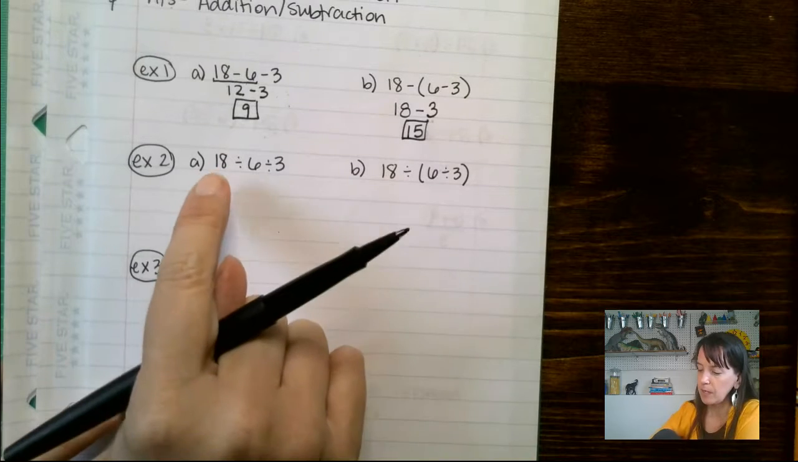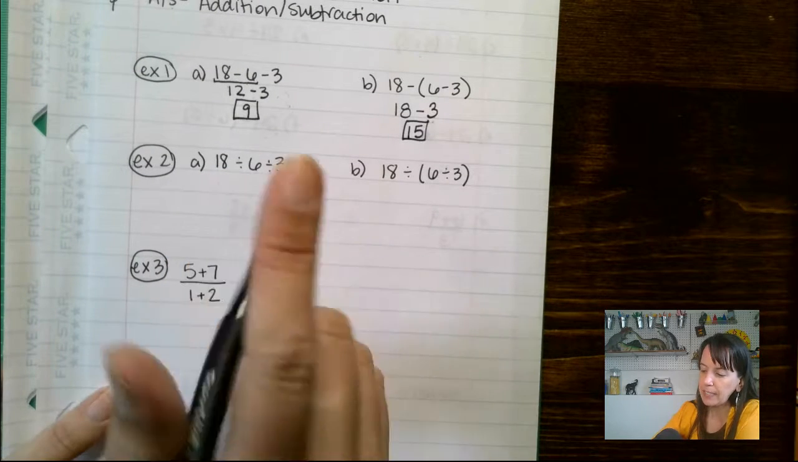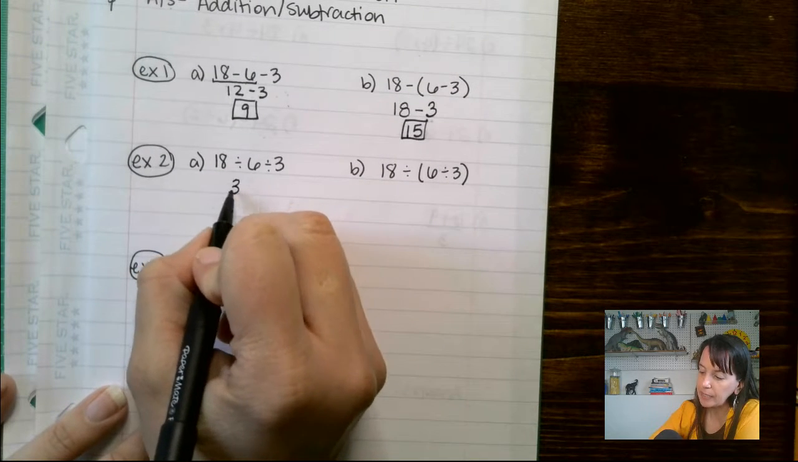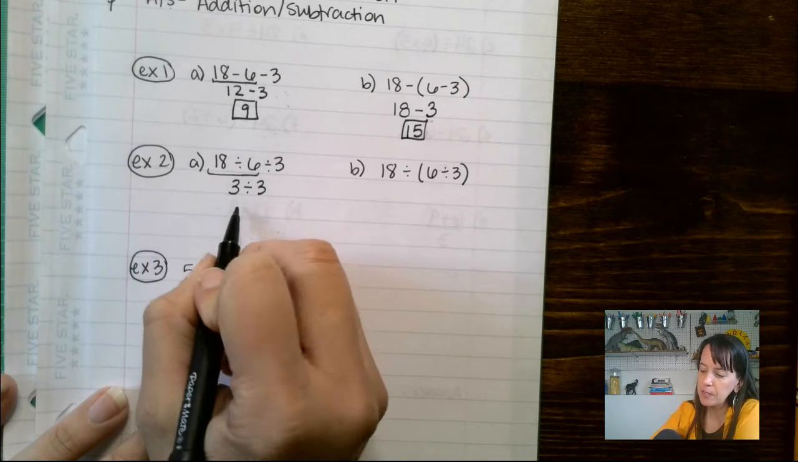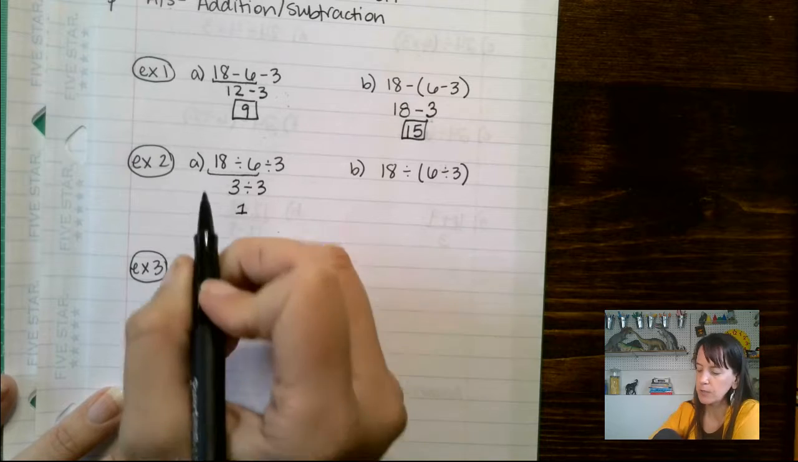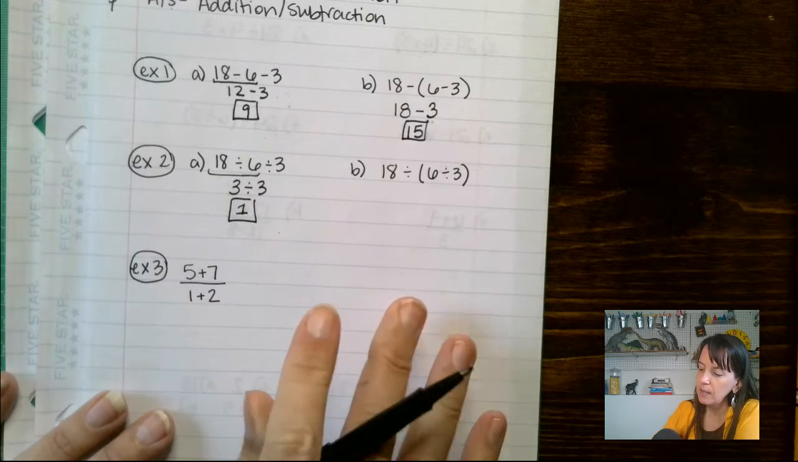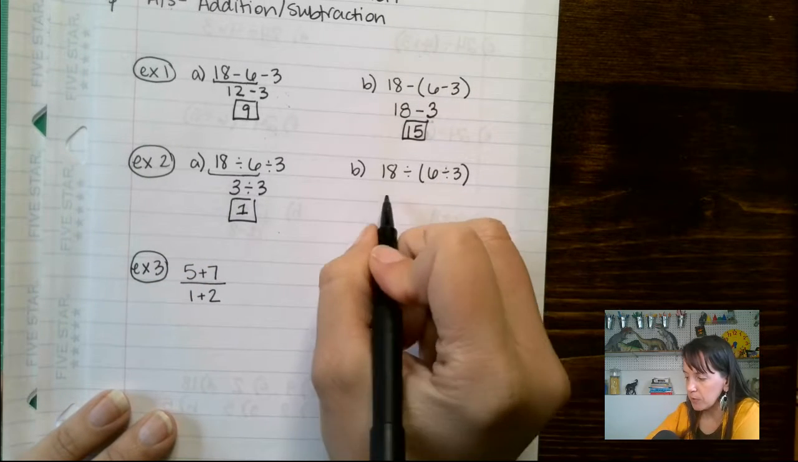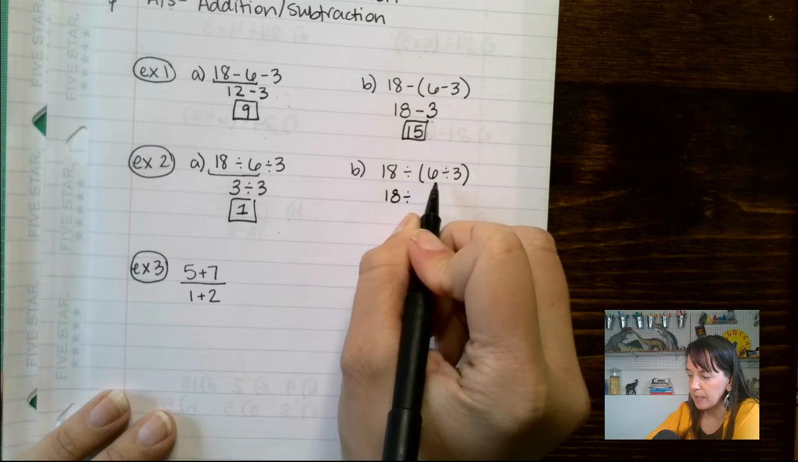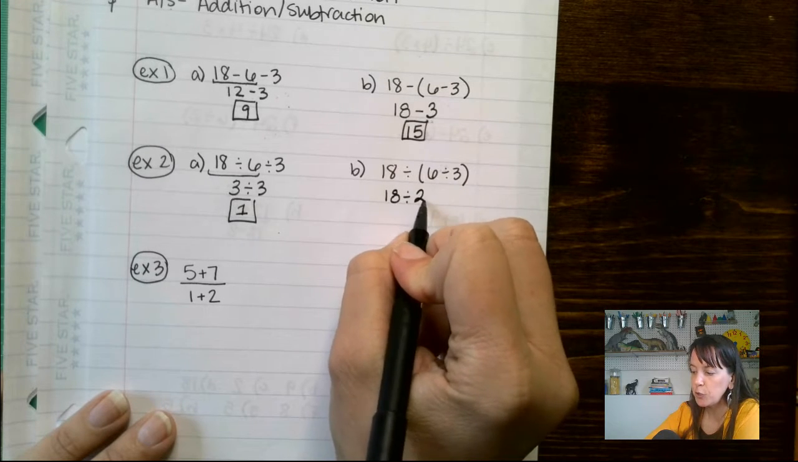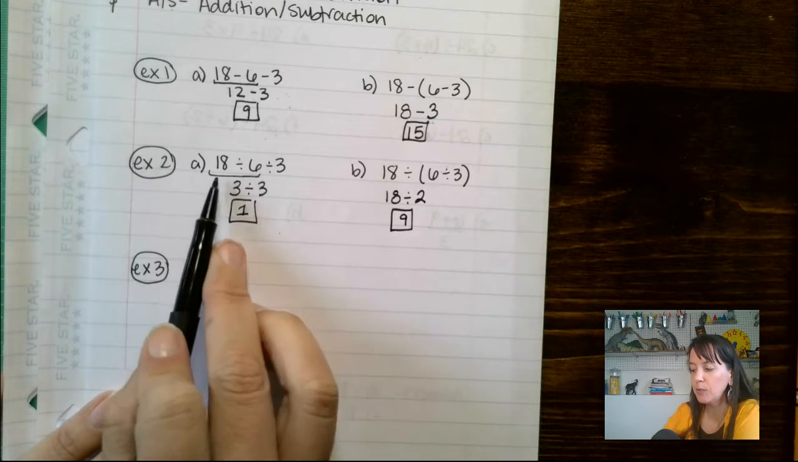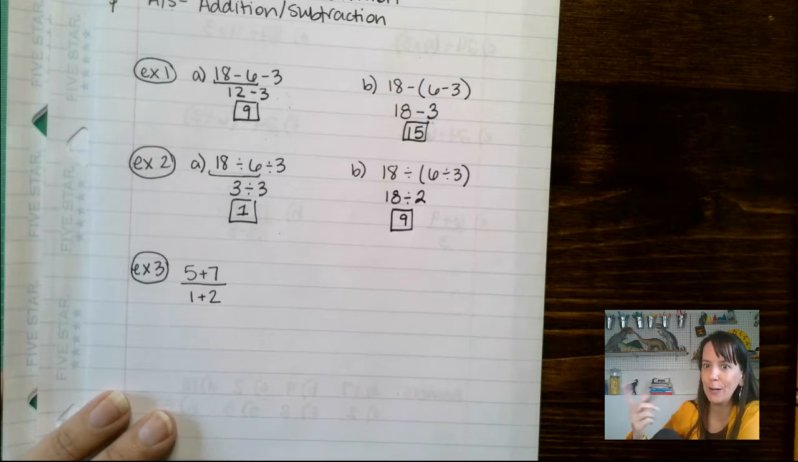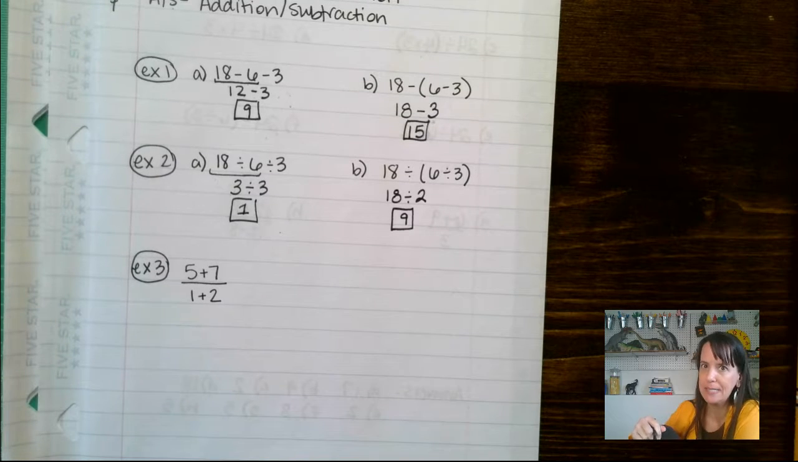Same with division. 18 divided by 6, that's going to give me 3. So I did this part first. 3 divided by 3 is just 1. So my answer is 1 there. Now over here we want to do the parentheses first. 18 divided by, and then 6 divided by 3 gives me 2. 18 divided by 2, that's 9. So again, even though the numbers are in the same order, you're getting 2 different answers. You've got to really pay attention to your order of operations.